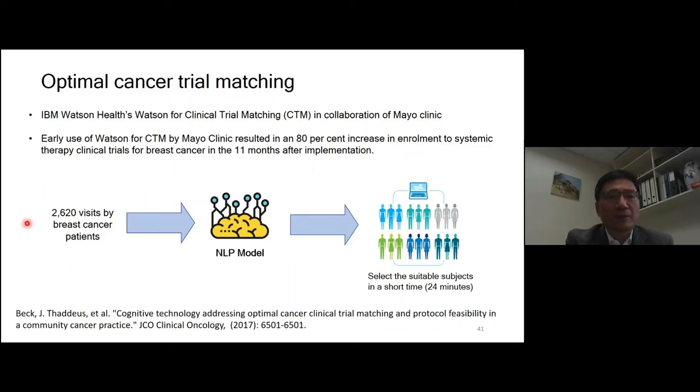So you can, for example, take over 2000 breast cancer patients and input them into this model. You can select appropriate, suitable subjects in a short time. You can see it within 24 minutes. Previously, it probably took several months. Now you can simply use 24 minutes. You can achieve that.